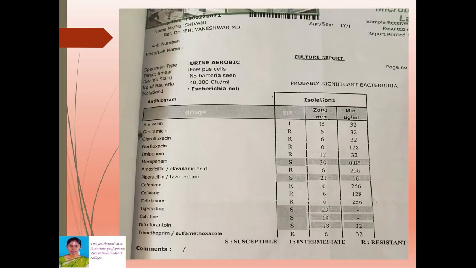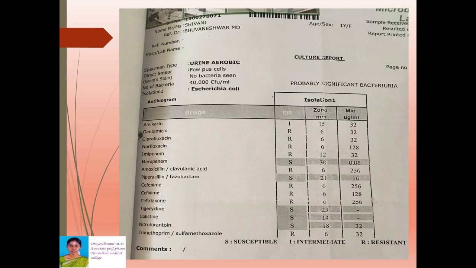And the next day, that is after 48 hours, the culture report came, and here we could see the antibiotics which were tested. Your aminoglycosides: amikacin, gentamicin. This is your fluoroquinolone group: cipro, norfloxacin. This is your beta-lactam group: imipenem, meropenem, amoxiclav, piperacillin-tazobactam. And this is your cephalosporin group: cefepime, cefixime, ceftriaxone, and tigecycline, which is a tetracycline group, colistin, which is a polypeptide antibiotic, nitrofurantoin, which is a urinary antiseptic, and Septron, sulfonamide group.